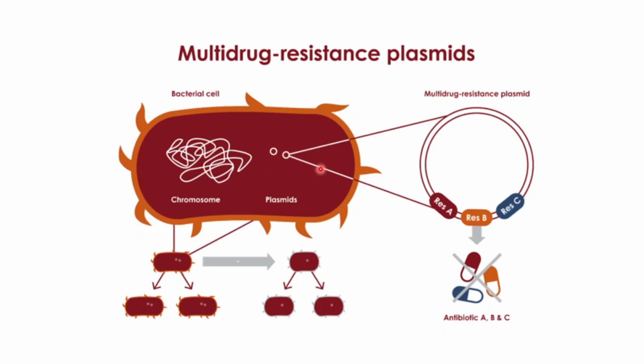Co-selection is one of the reasons why it is so difficult to reverse this resistance once it has been established in a bacterial population. It's simply not enough to stop using one particular antibiotic if the resistance mechanism is linked to resistance for other antibiotics as well. So that's why doctors ask you, if you are using an antibiotic, to finish the antibiotic dose.